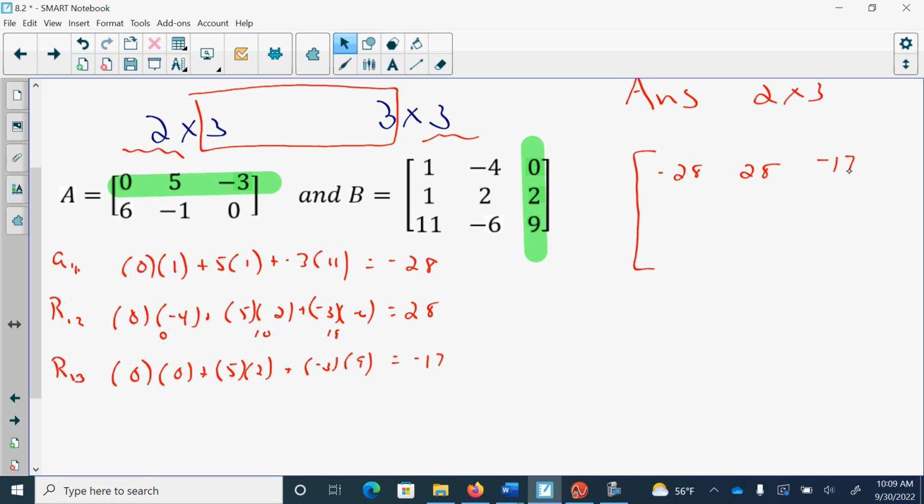Now, I've multiplied this row by every single column, right? So it should make sense to you that now I'm going to go down to this row and start all the way back at column 1.